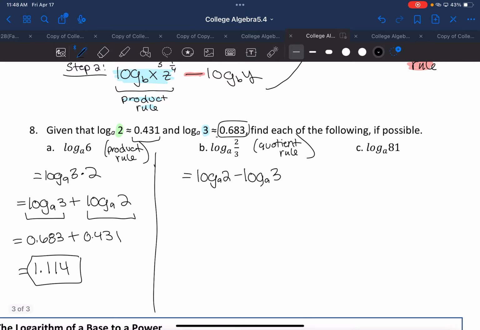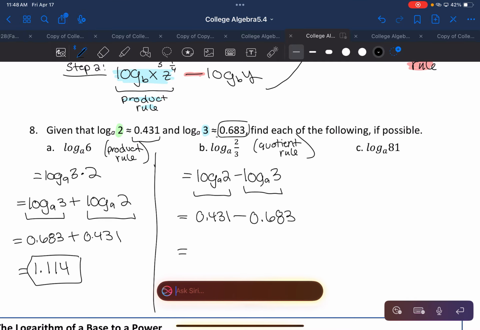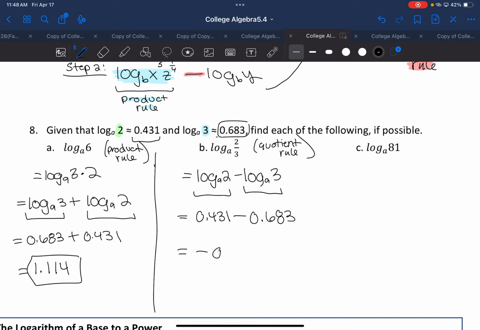Log base A of 2 is equal to 0.431. And log base A of 3 is equal to 0.683. And that is equal to negative 0.252.